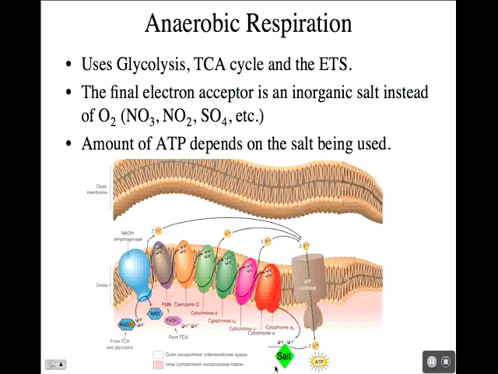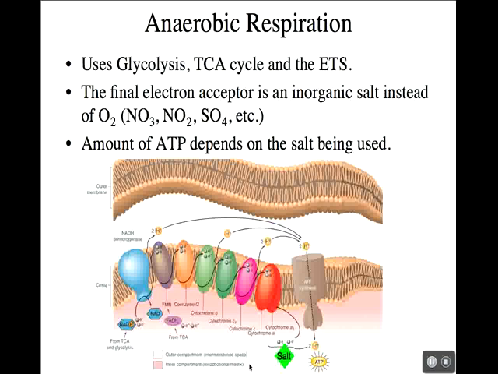What's being used there? There are lots of possibilities. Generally, it's some sort of an inorganic salt that's being used. Nitrate, nitrite, sulfate. These are very common salts that prokaryotes can use as their final electron acceptor. There is variety there, but it would never be oxygen. Right? If there's oxygen at the end of the ETS, it's aerobic. If it's not oxygen, then it's anaerobic respiration.